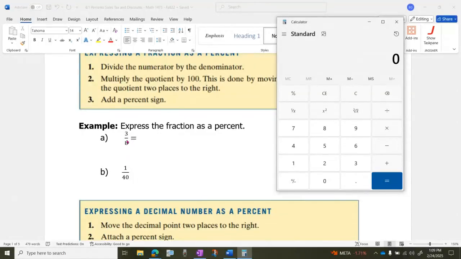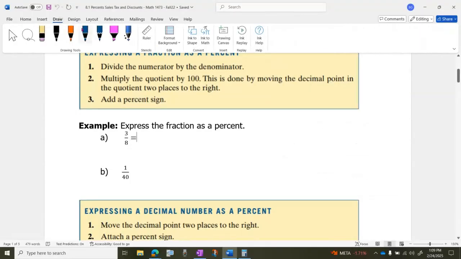So we are given a fraction 3/8. Use the numerator to divide by the denominator. That's a decimal, right? And then multiply the decimal by 100. And then write it down, 37.5. Attach the percent sign. Okay, let me explain again.